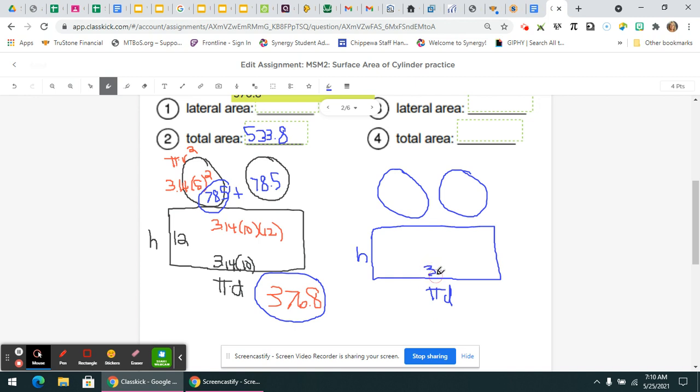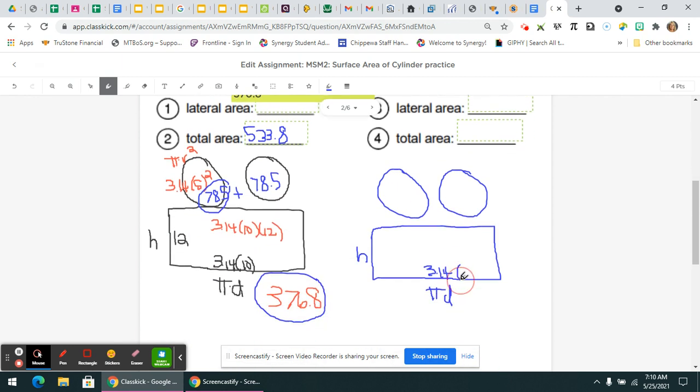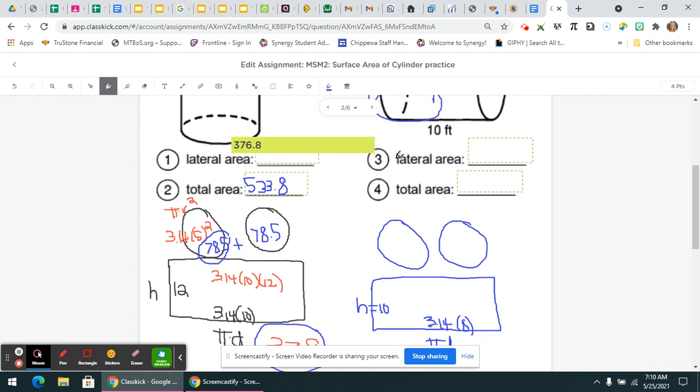So I've got 3.14 times my diameter, which is 8. So this is times 8. And I'm going to multiply all of that times my height, which is 10. So when I multiply my length times my height, I will get my lateral surface area. So that's just the rectangular part. So that will be my number 3. Okay. And then you'll need to find the area of your circles and add them all up to find your total.